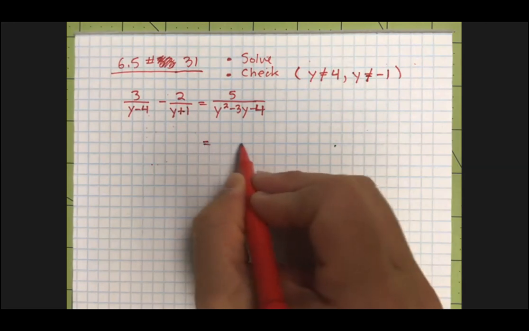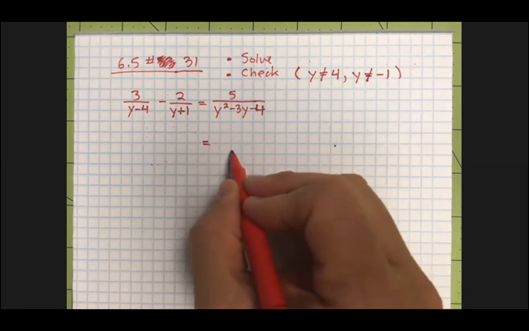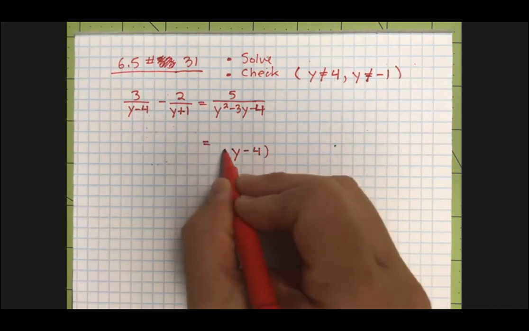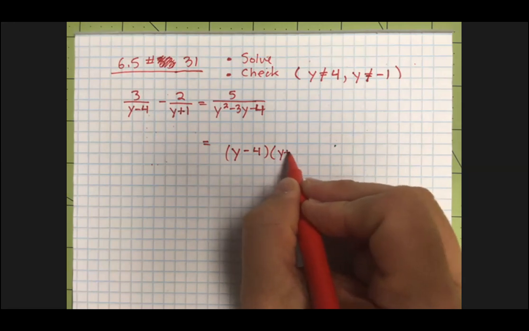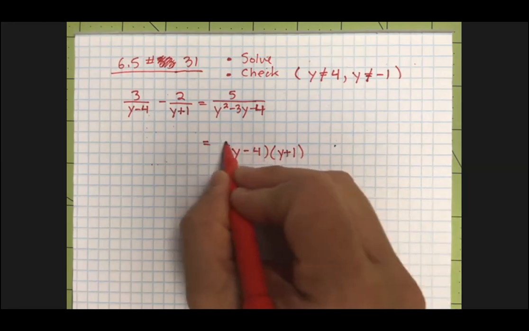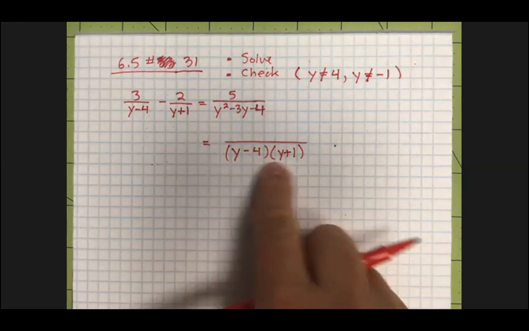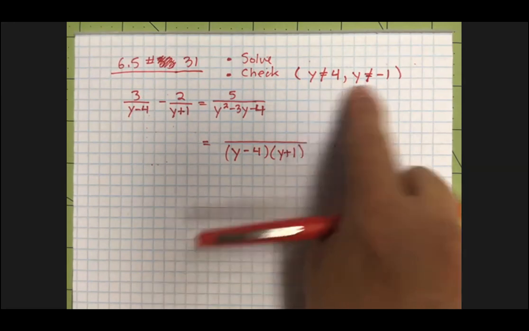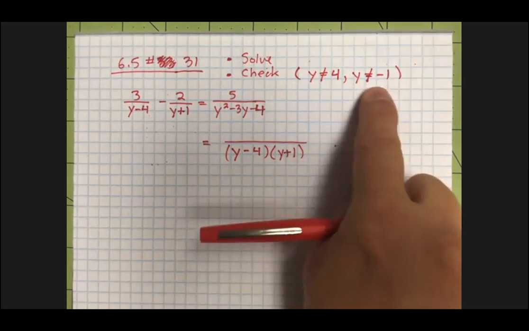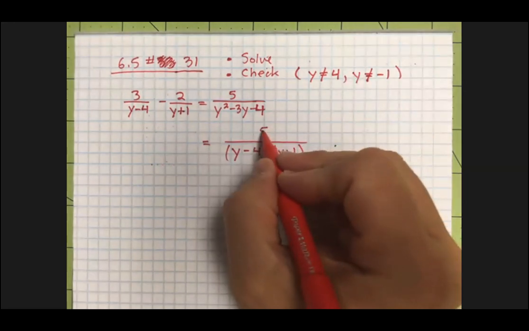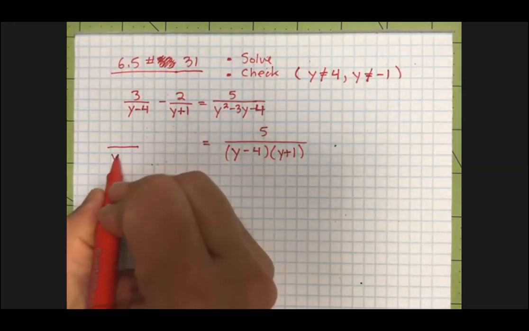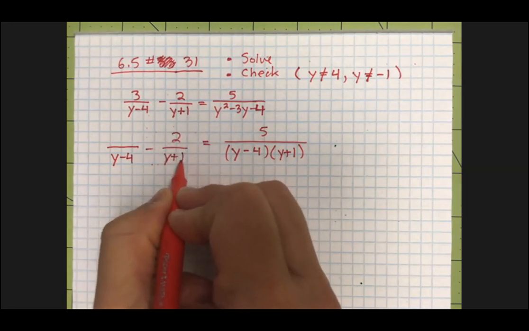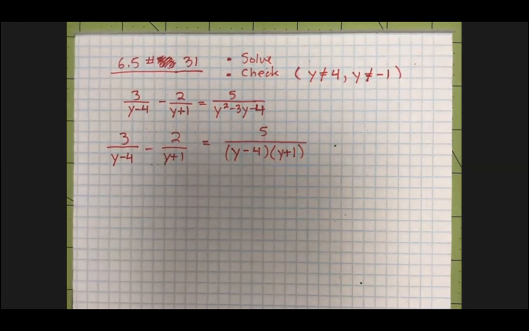And I jumped ahead too fast because actually if you factor that, you get y minus 4 times y plus 1. So yes, there are numbers that would screw up this denominator. I've already written them down. y equals 4, y equals -1. I've already checked those out. I will reject those. Still, it's not bad to factor whenever you can. Okay, so let's go forward.